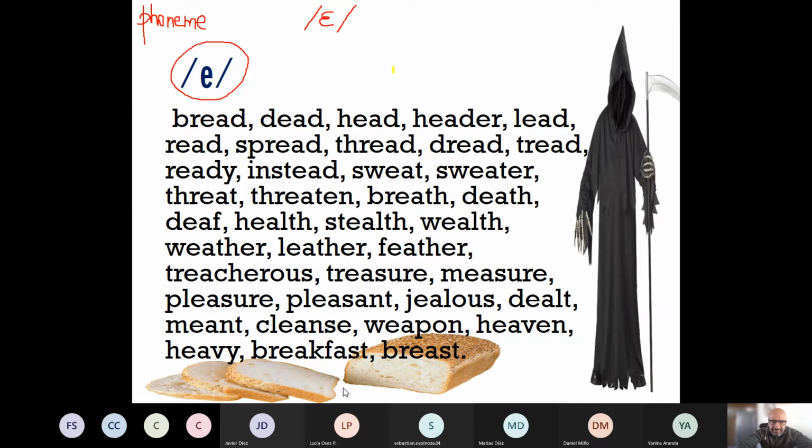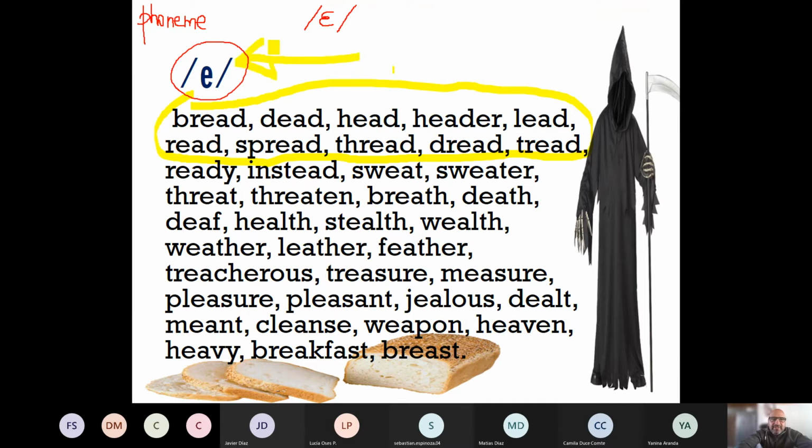So do we have any more people? Camila Duce, you are joining the session. Camila, do you mind reading this selection, please? Okay. Thank you. Bread, dead, head, heather, lead, read, spread, thread. All right, all right. Remember, we're practicing the sound A.